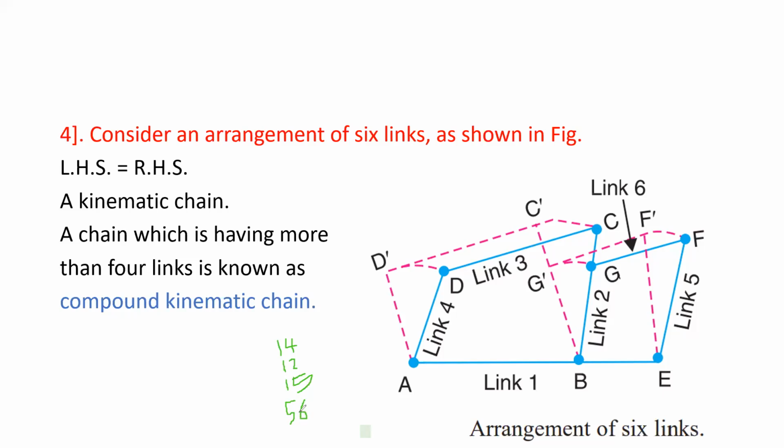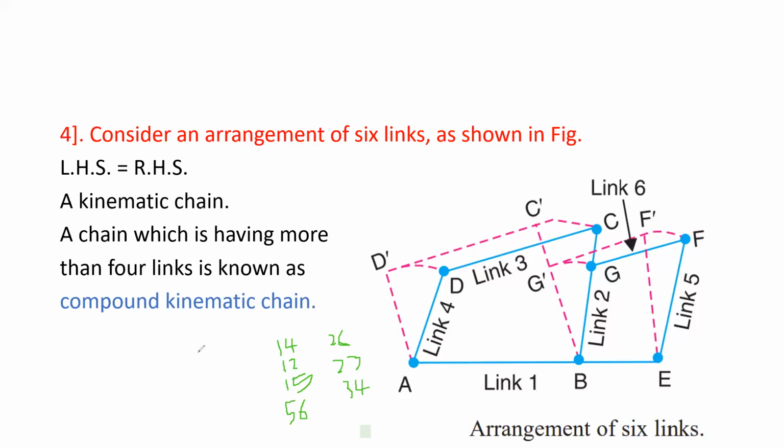It is 5, 6. Then here link 2 and 6 are connected. Two, 6. Then link 2 and link 3 is connected here. 2, 3, and link 3 and link 4 is connected, right? So here 1, 4 is correct, 1, 2 is correct, 1, 5 is correct, 5, 6 is correct, 2, 6 correct, 2, 3 correct, 3, 4.